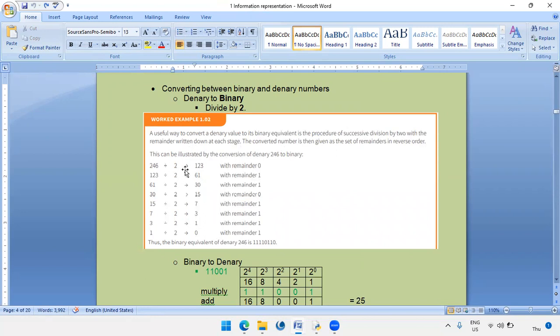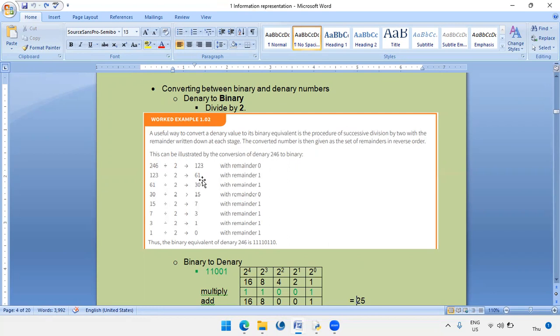So this can be illustrated by the conversion of denary 246 to binary. Write 246 here, divide by 2. How much? 123. 246 divided by 2 is 123. Anything remaining? No, it goes exactly. So remainder is 0. Then you take this 123 here again and divide by 2.